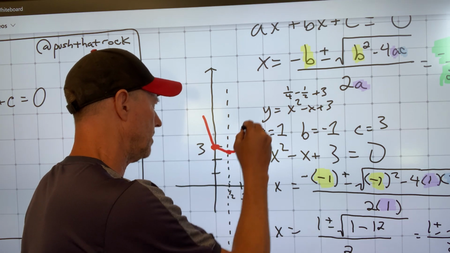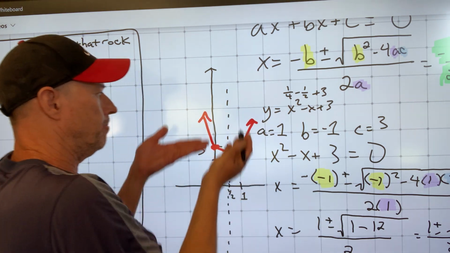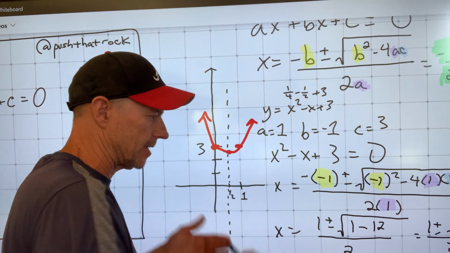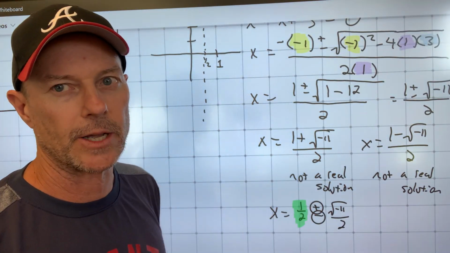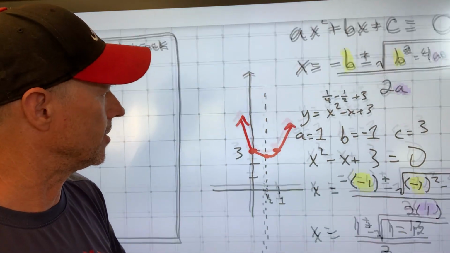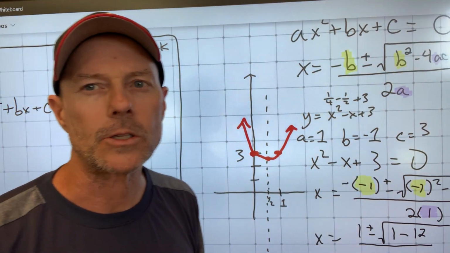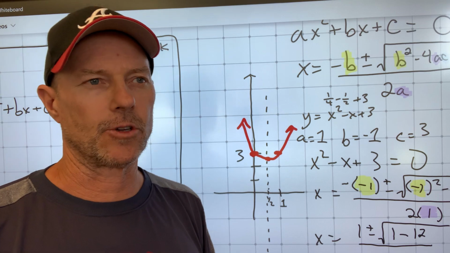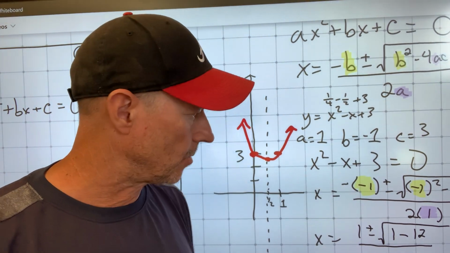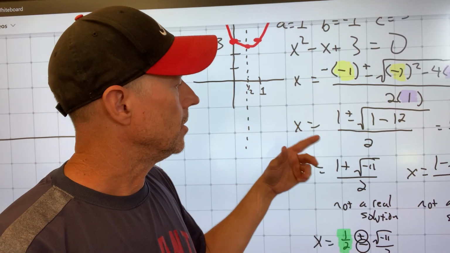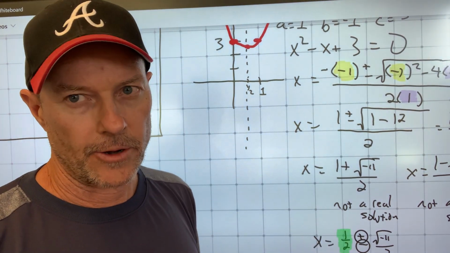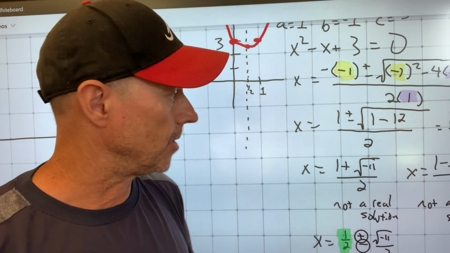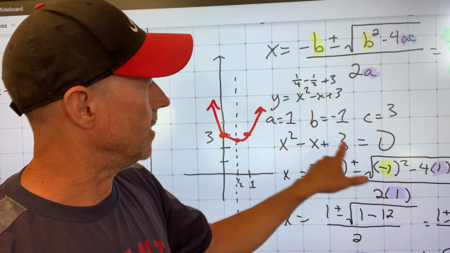So our parabola is up here above the x-axis. It never touches the x-axis, and that's why we got no real solutions when we tried the quadratic formula. But there's our graph right there. So there are some implications of the quadratic formula and how to use it to solve for the x-intercepts of a quadratic function, or to solve a quadratic equation that you have set equal to 0.